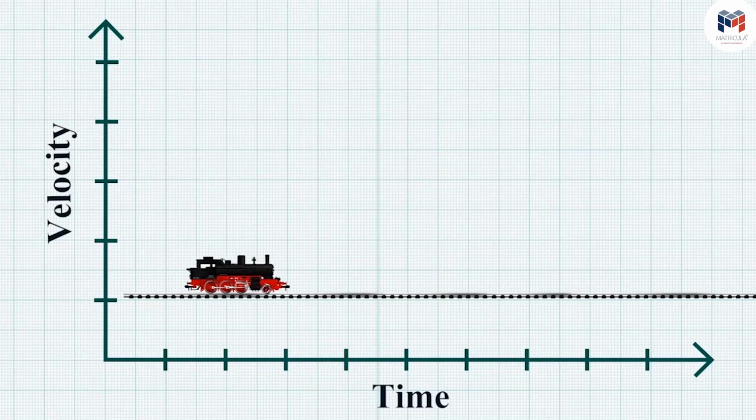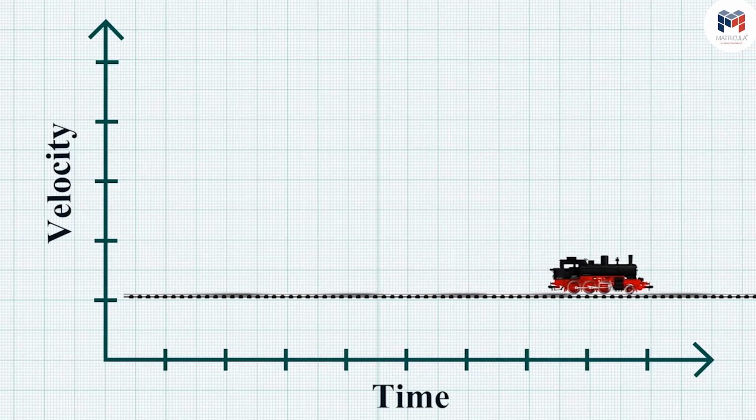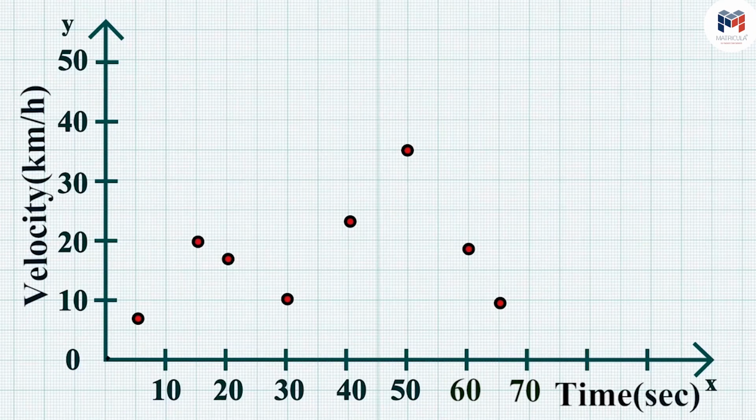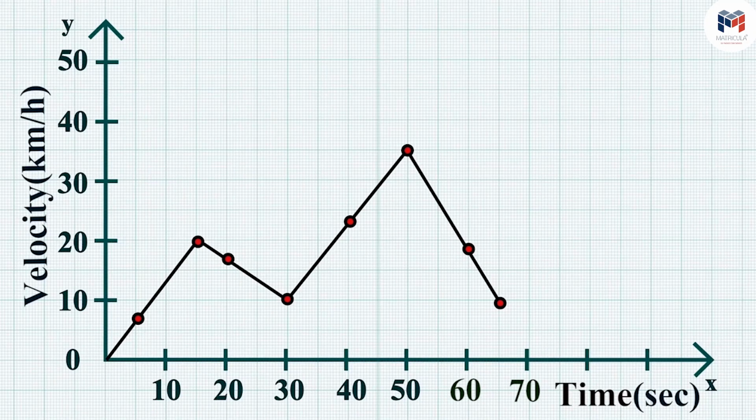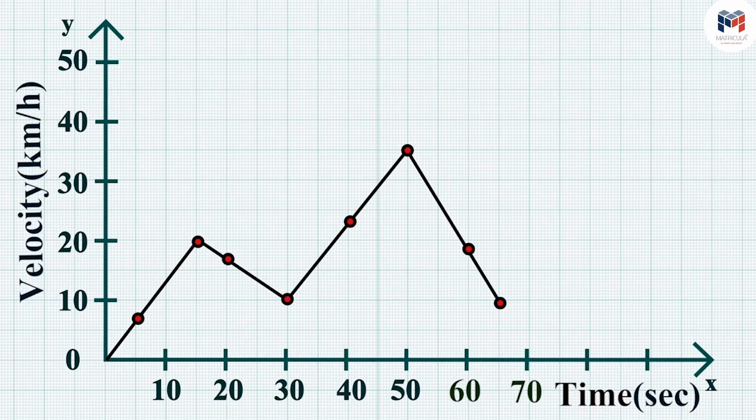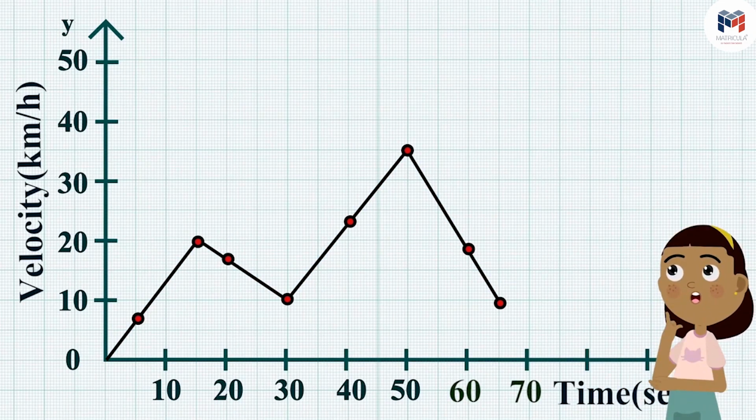Similarly, we can plot the velocity time graph of a non-uniformly accelerated train. The velocity time graph for a non-uniformly accelerated motion can have any shape. In this graph, the current velocity of the train can be less than or greater than its previous velocity. This shows that the motion is non-uniformly accelerated. We can also determine the acceleration of an object by calculating the slope of its velocity time graph.